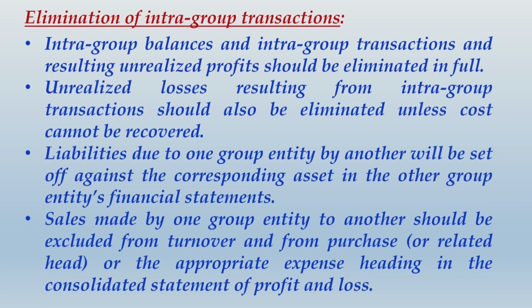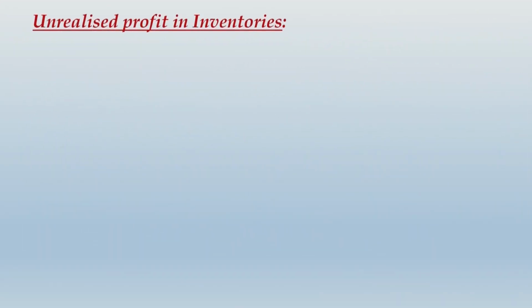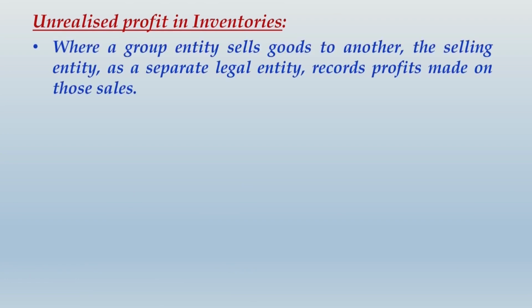All right, friends, you would have finished writing this whole thing. Let us move ahead and write up the notes further. Unrealized profit in inventories. Even this point we have discussed. Where a group entity sells goods to another, the selling entity as a separate legal entity records profit made on those sales.